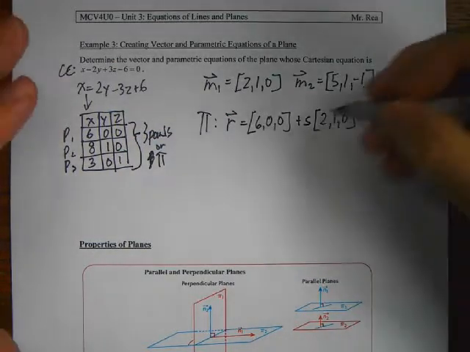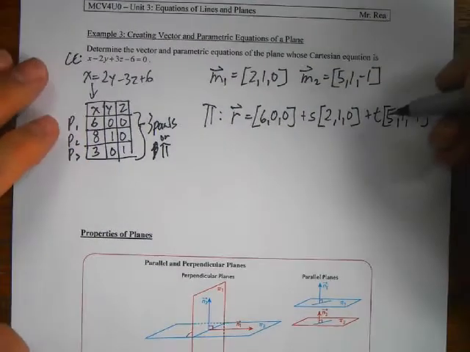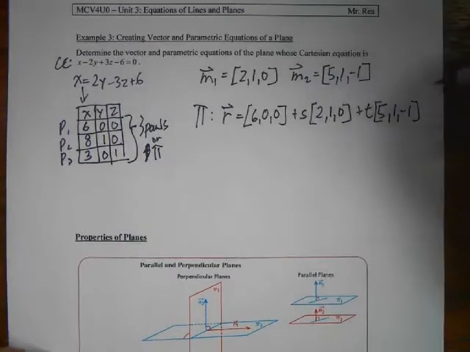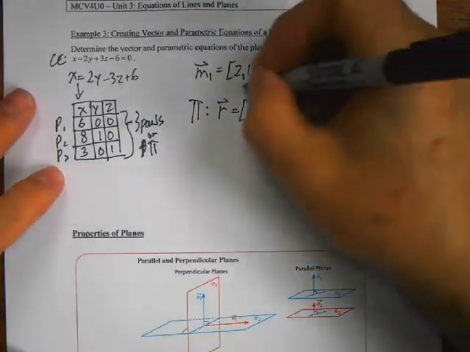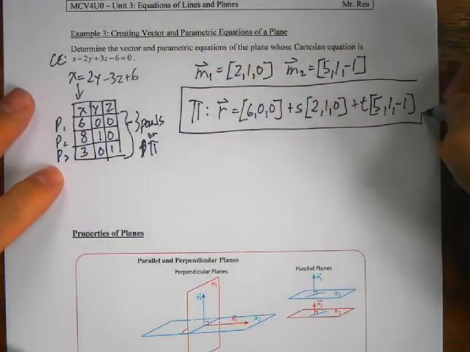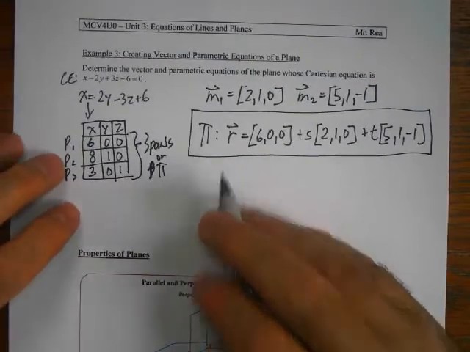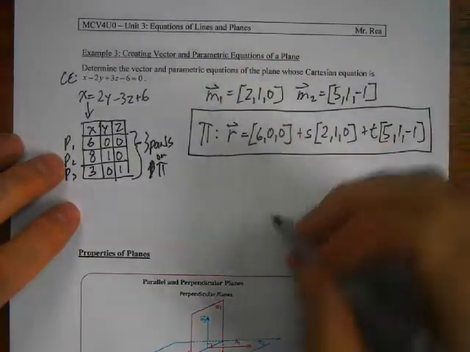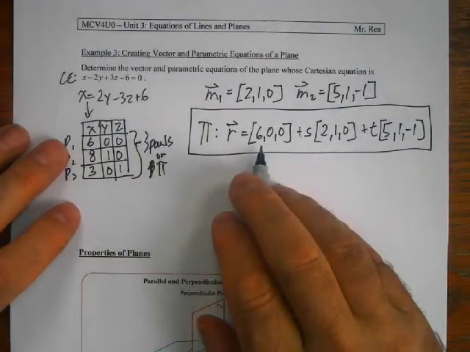S and T values, they don't have to be S and T, we just happen to use S and T as our scalars, just out of habit, just like we use X and Y a lot. It could be any 2 variables. So there's the vector equation.